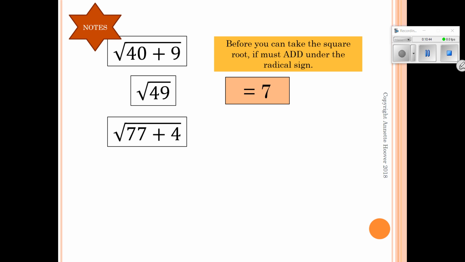For another example, here we have underneath the radical sign 77 plus 4. We want to evaluate that first. And 77 plus 4 is 81. So what is the square root of 81? 9.